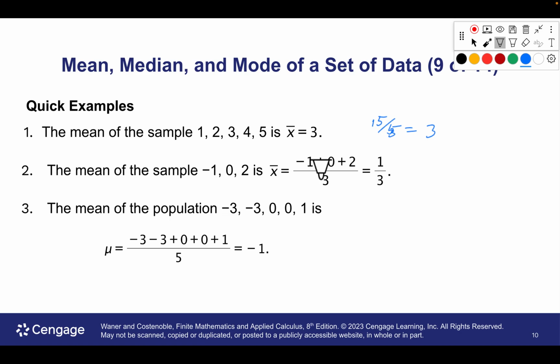This sample mean, they actually show it to us, so we add the numbers, and if they're negative numbers, we just add a -1. So we end up with -1 plus 2 is just +1. There's 3 numbers, so our average is actually 1/3. Not even one of the numbers. And then this last one, -3, -3, 0, 0, 1. Again, add them all together. There's 5 numbers, so divide by 5. And if you do that, we actually end up with a mean of -1. So that would be about the middle of that data. So far, so good. Add, divide. That's all there is to it.